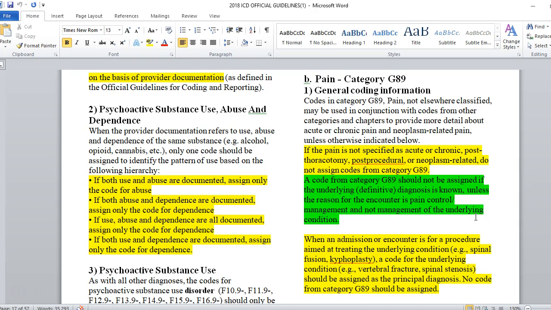Okay. A code from category G89 should not be assigned if the underlying definitive diagnosis is known, unless the reason for the encounter is pain control or management and not management of the underlying condition. So we have to be careful about what's causing the pain. If we know what's causing the pain, we do not use G89, except for a couple of very specific circumstances we are going to see as we go down.